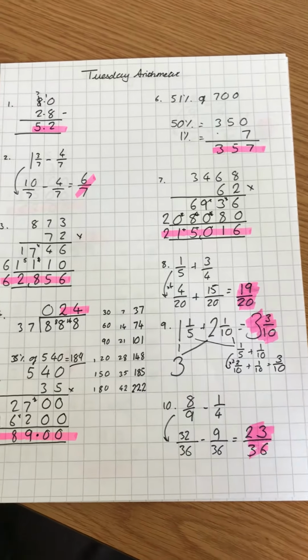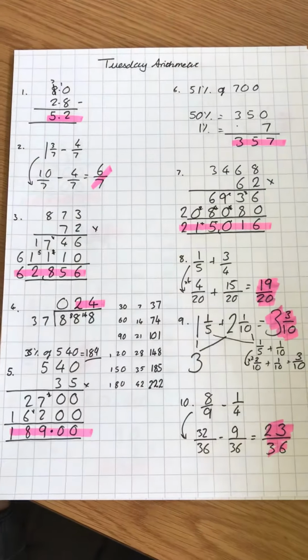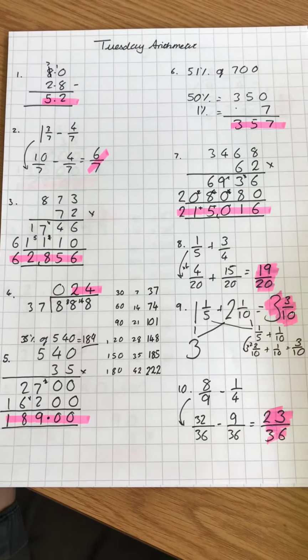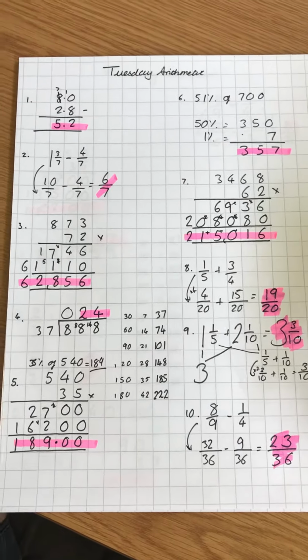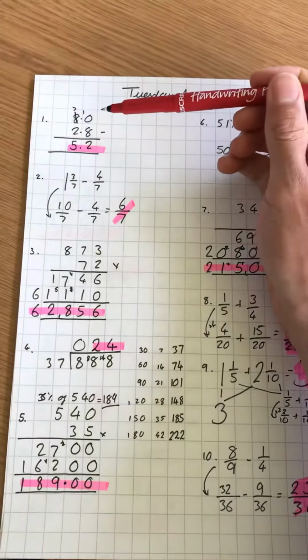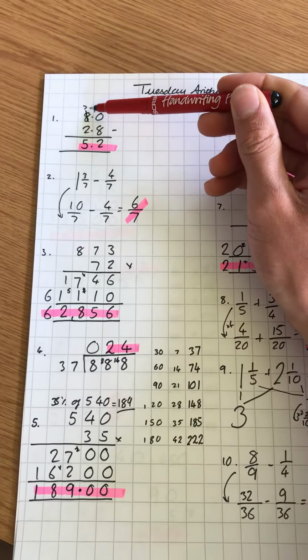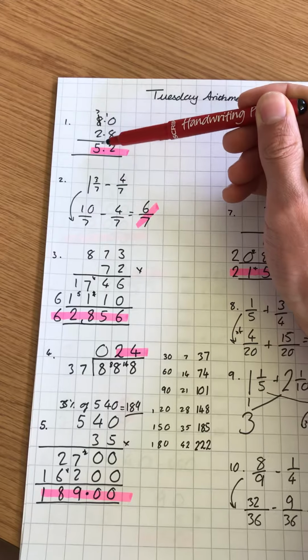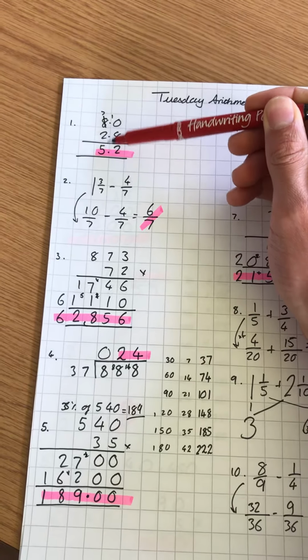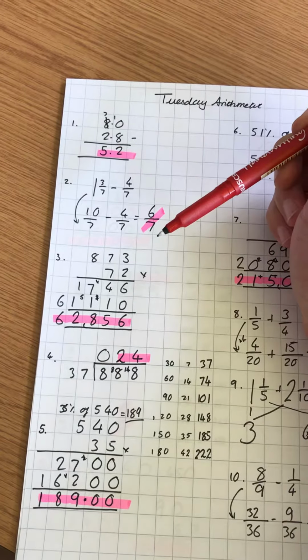Here's the answer sheet for Tuesday's arithmetic. A few points to pick up on as you check your answers. This answer sheet's in your pack as well, I'm sure you've seen. I just wanted to point out, a bit like the last question yesterday, just make sure you've got your ones in line, your decimal points are on the line and in line before you then subtract.